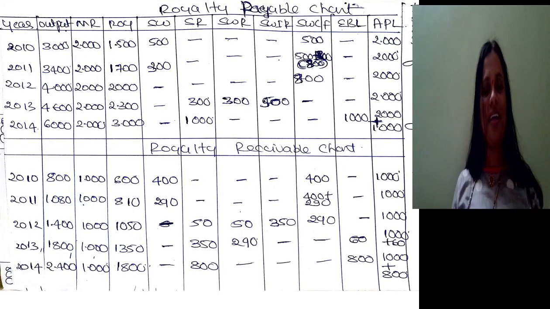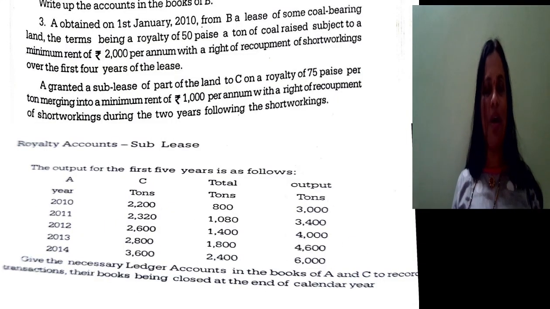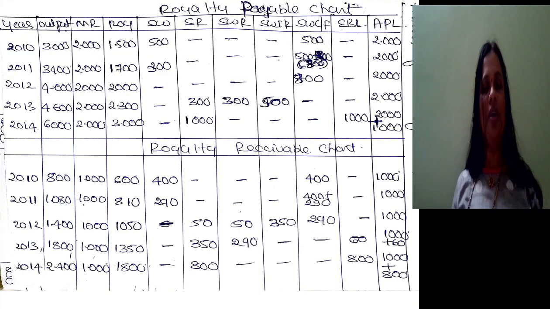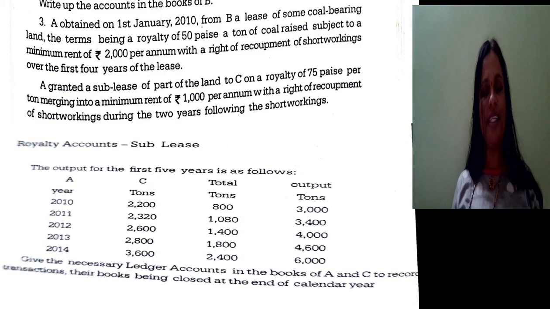You know that in the previous session we discussed the third problem, which was the last problem of this chapter. There we discussed how to prepare the royalty payable chart and the royalty receivable chart. What they asked in the question was: give the necessary ledger accounts in the books of A and C to record the transaction, and assume that their books are closed at the end of the calendar year.